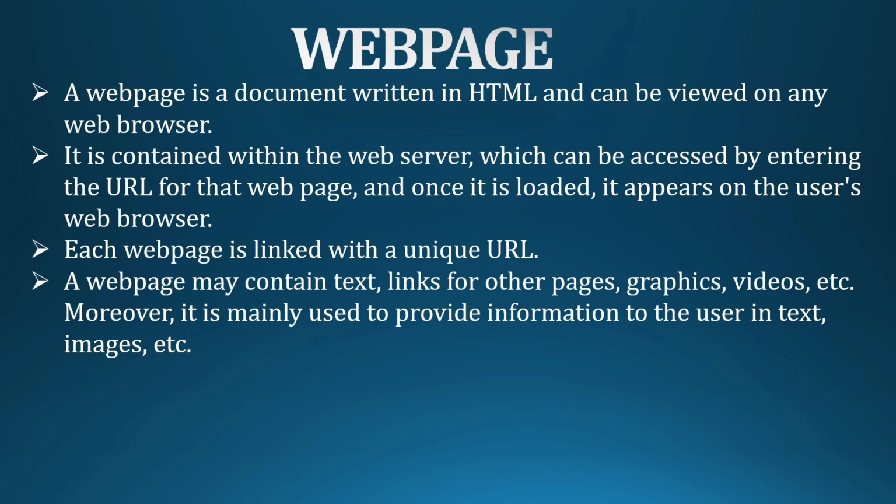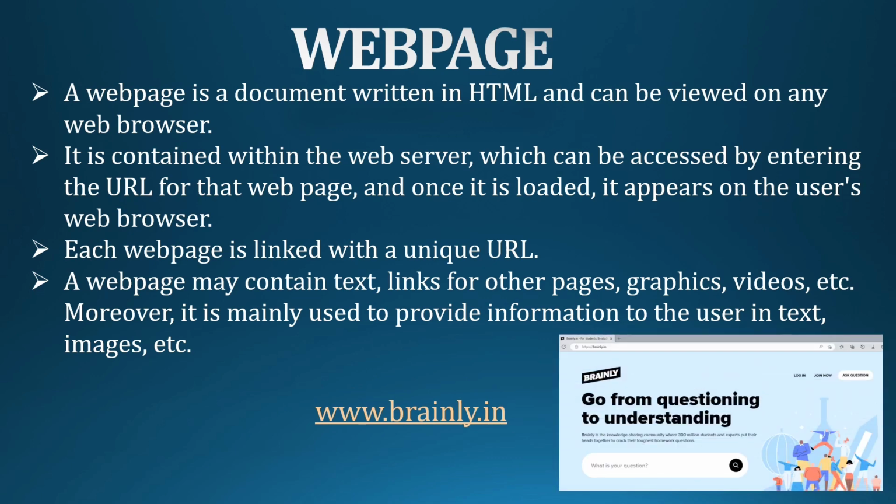If you are browsing a website, each and every page has a unique address, and you can see that address on the address bar. A web page may contain text, links to other pages, graphics, videos, etc. You can browse any website to see a web page, like www.brainly.in has this kind of page. This is the home page. The difference between a web page and a home page is that the home page is the first page of a website, and a web page can be the first page or any other page.